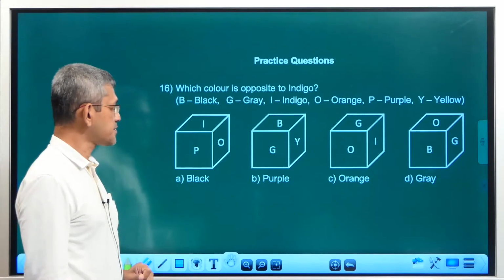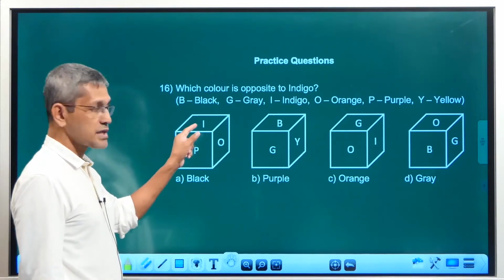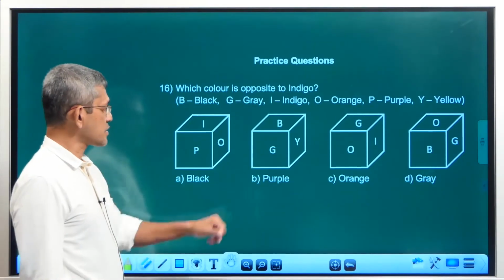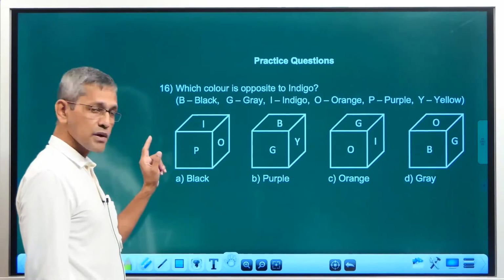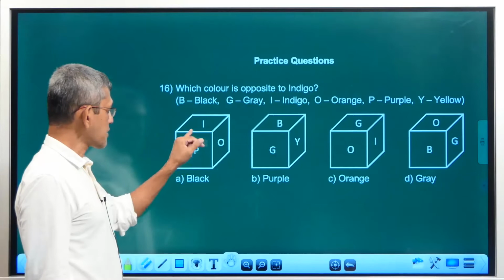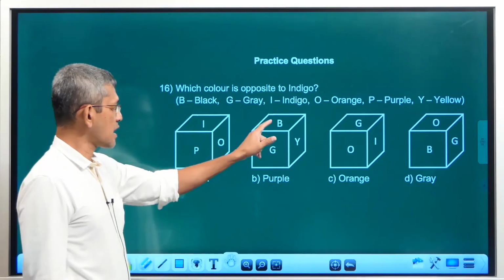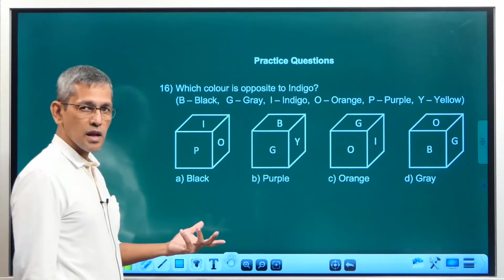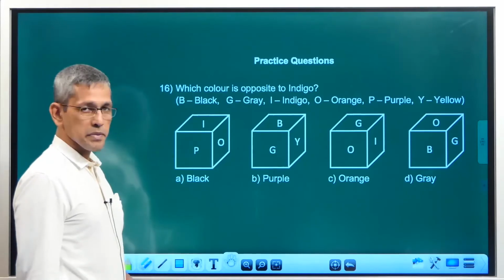Check it out. Here we have indigo, and here we don't have indigo. When you compare 1 and 2, is there any common color? We have IPO here and BYG there, so there's no common color. So 1 and 2 are not comparable.